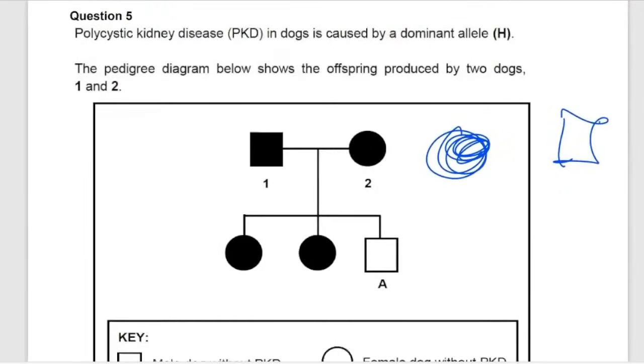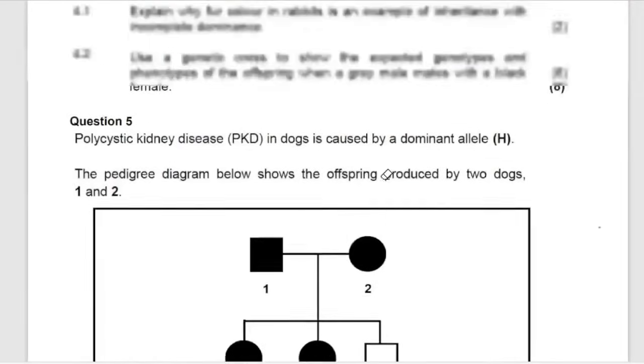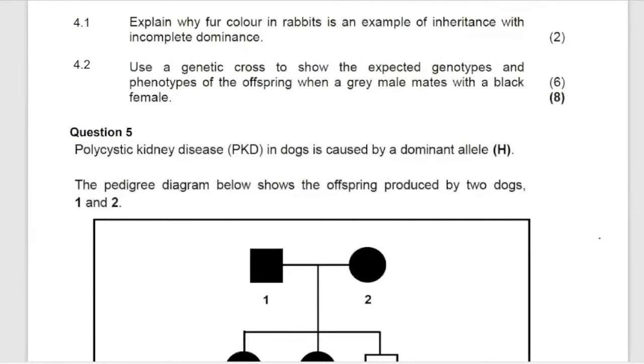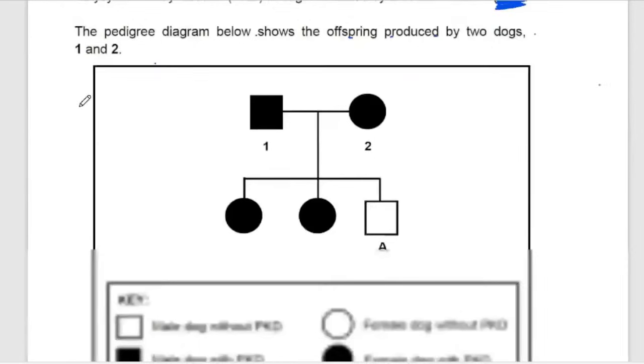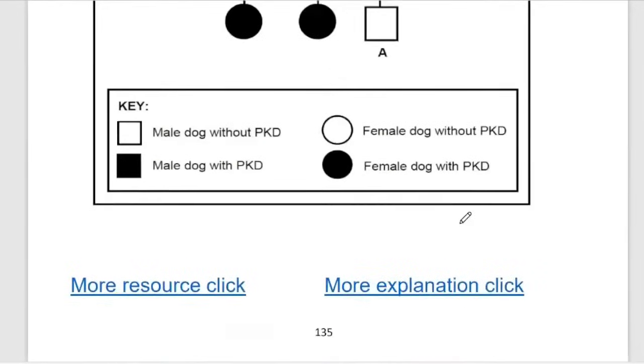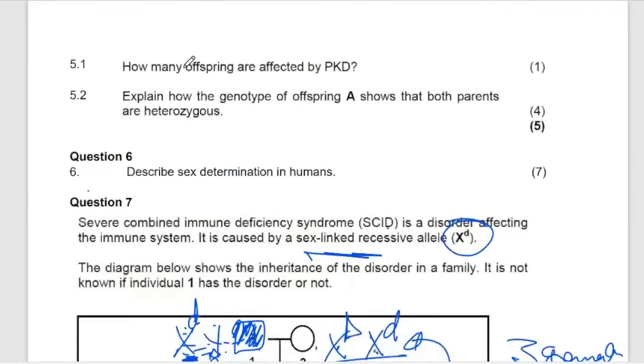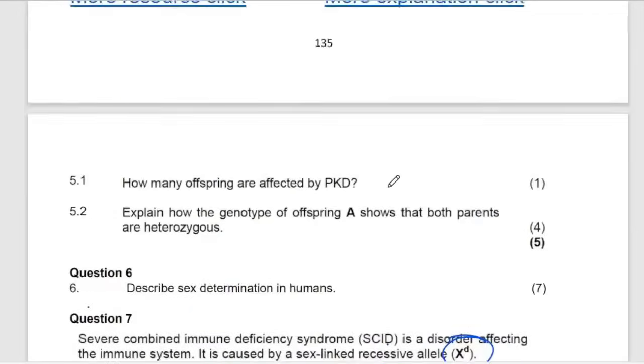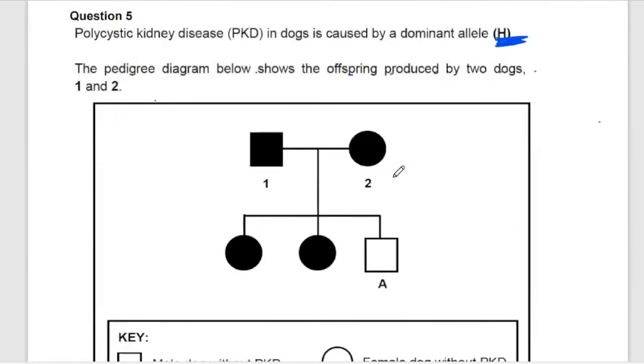Yes, here is a question. Mbali, I think it's Mbali. Here they're saying that this syndrome in dogs is caused by a dominant allele, capital H. The pedigree diagram below shows the offspring produced by 2 dogs. They're not saying that this is sex linked. How many offspring are affected by this disease?